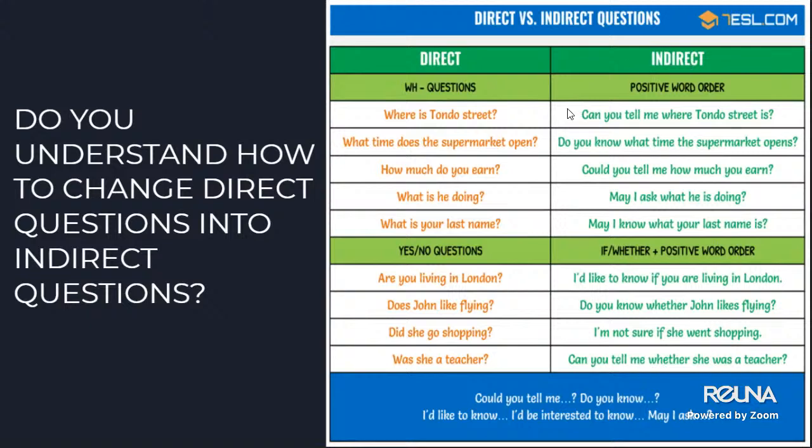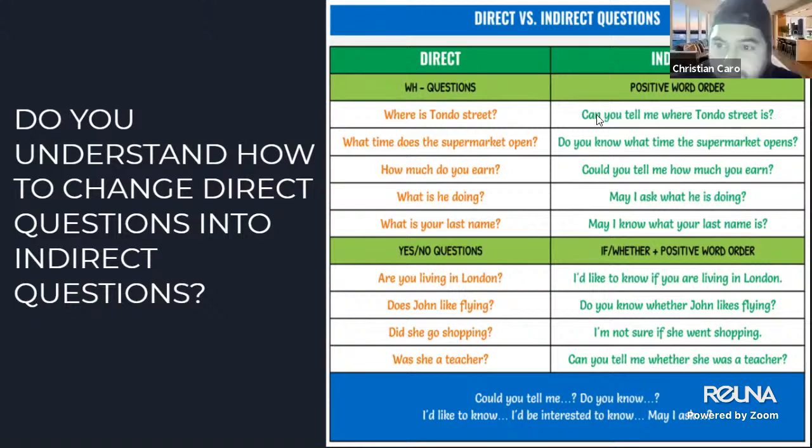So, can you tell me which is the indirect phrase in this case? It is connected through where with the rest of the subordinate clause, right? So, can you tell me where Tondo Street is? We get this structure, which is more complex than the direct question. Also, indirect questions are way more formal. Okay.